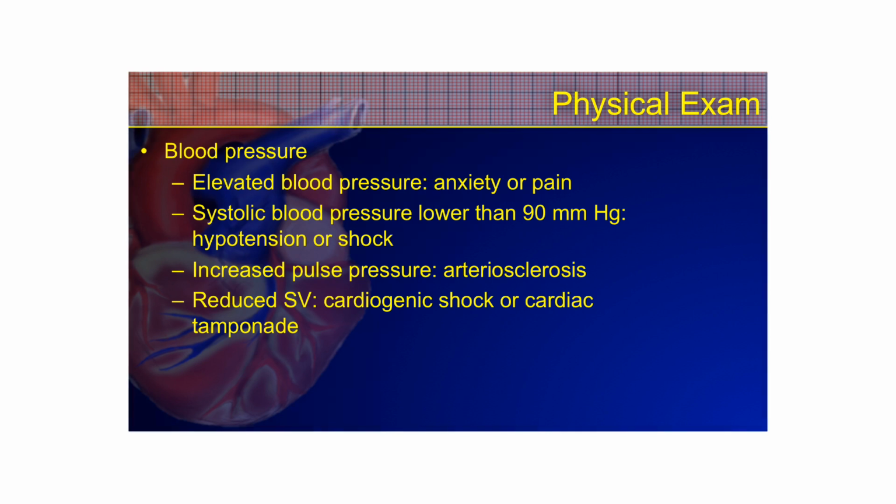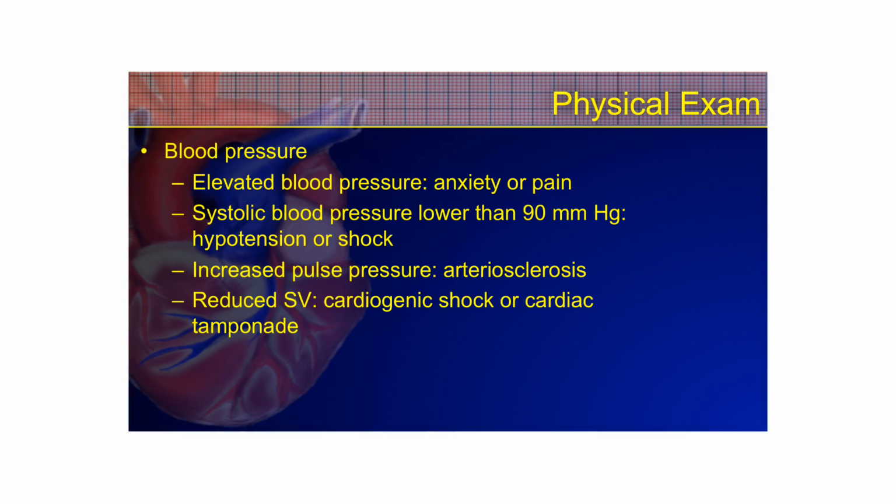elevated blood pressure may be from anxiety or pain or just your presence. They have that white coat syndrome, so know that. Try to calm your patient, see if their blood pressure will come down with a little bit of calming and reassurance. Also, a systolic blood pressure lower than 90 millimeters of mercury may be hypotension or shock.